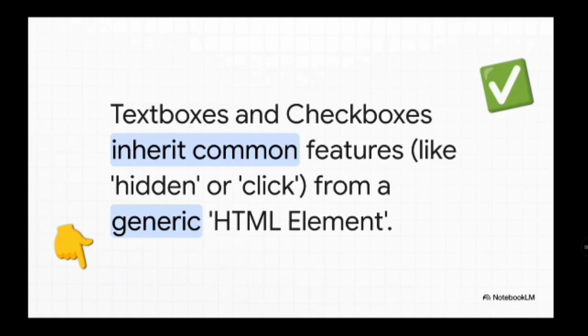You see this all the time with something like HTML elements. Think about it. A text box, a checkbox, and a drop-down menu are all pretty different, but they also share a lot of common features, right? They can all be hidden, they can all be disabled, and they can all be clicked. So instead of defining those common features on every single element, we can define them just once on a generic HTML object and let all the others inherit them automatically.